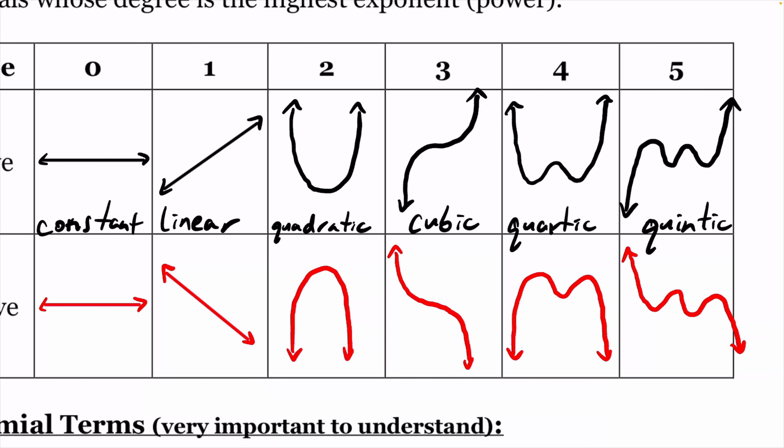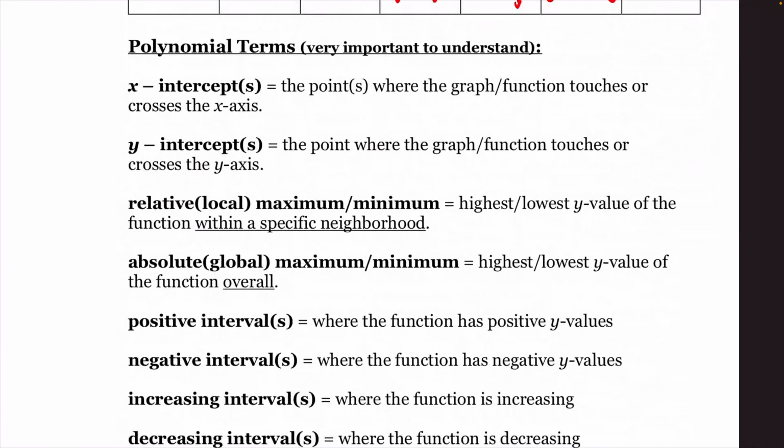What's the thing that changes? Does their shape change? No, they still have the same basic shape, right? A U is a U. A W is a W. But what's changing? The arrows. The arrows, if they were facing up, they're facing down. If they were facing down, they're facing up. That's all that changes. They still have the same kind of basic shape. Okay, so those are the pictures.